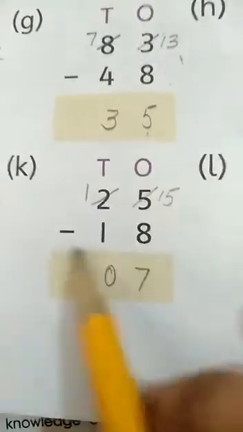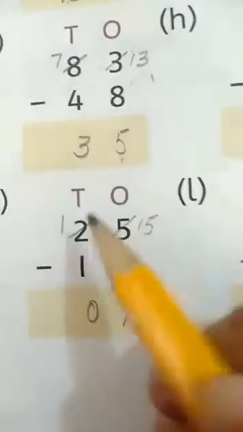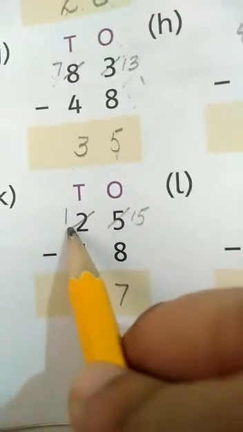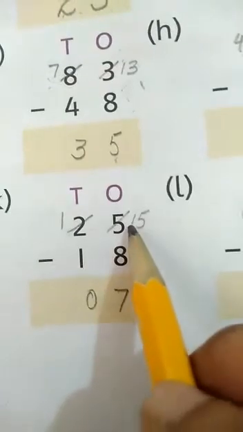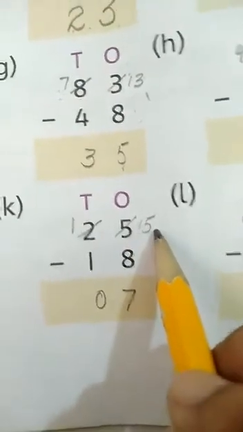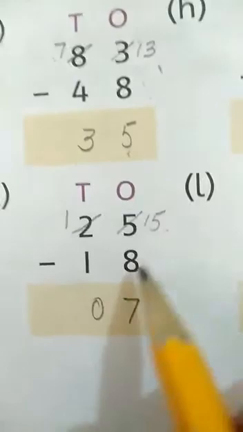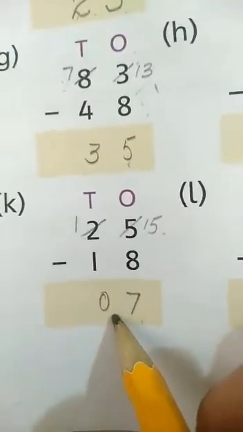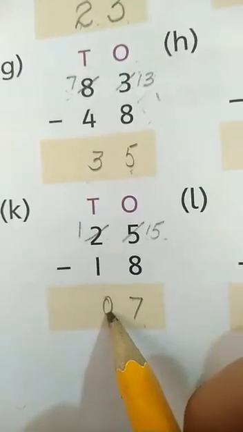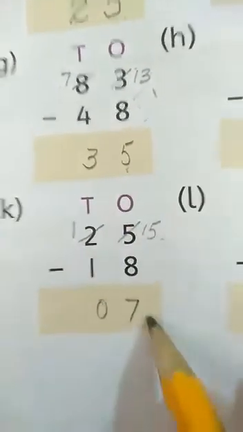On question number K, 25 minus 18. So students, we cannot subtract 8 ones from 5 ones. So we can take 1 from tens column. When we take, 2 becomes 1 and 5 becomes 15. So 1 tens and 5 ones is equal to 15. 15 minus 8 is equal to 7 and 1 minus 1 is equal to 0. So now we have 0 tens and 7 ones is equal to 7.